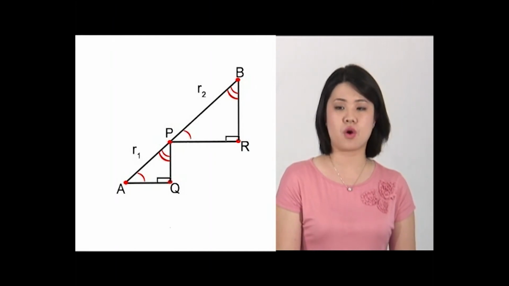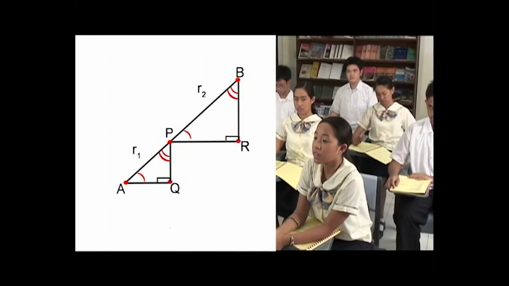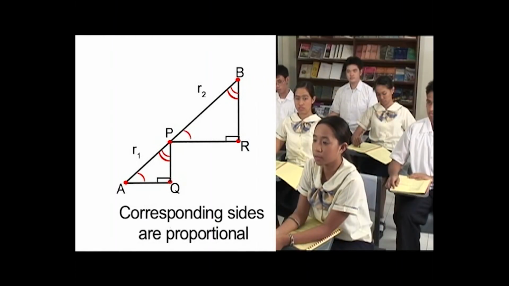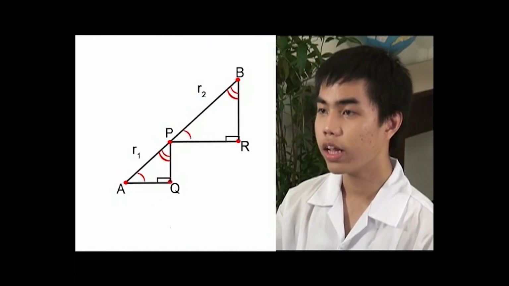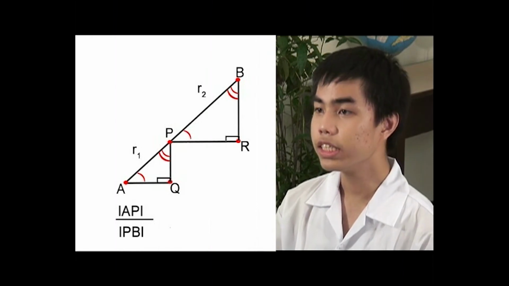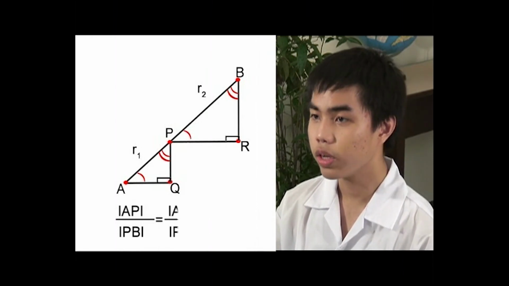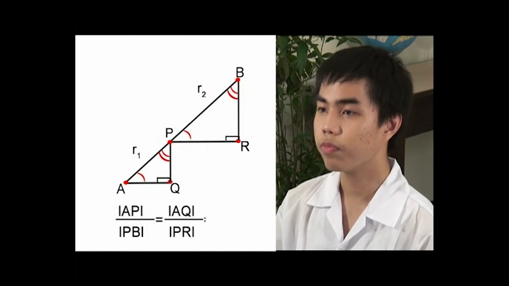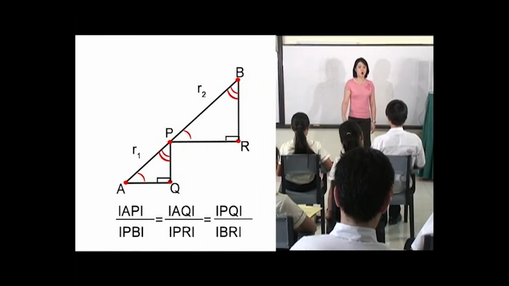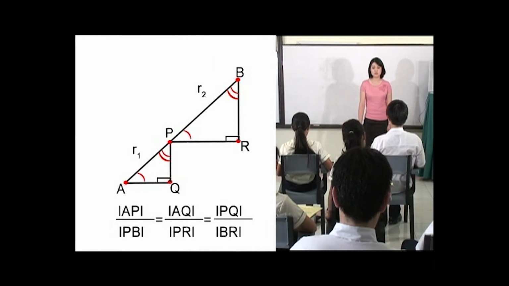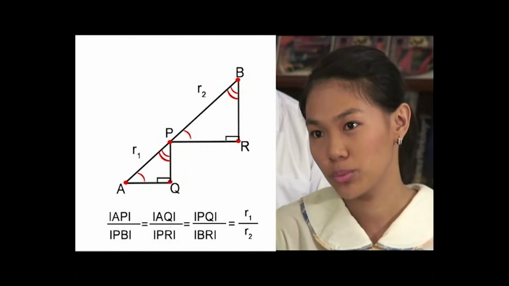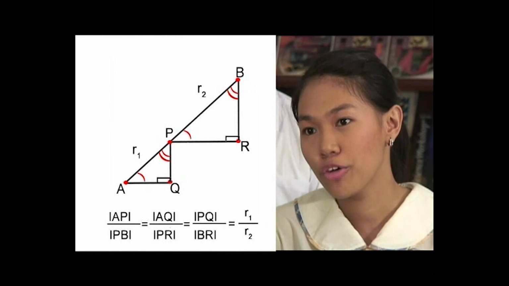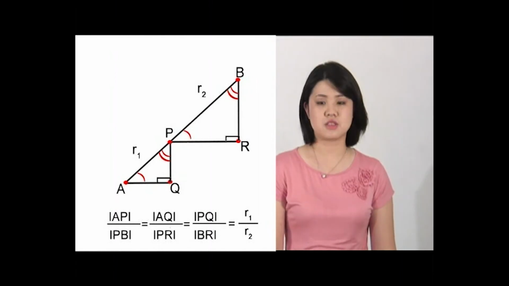What do we know about their corresponding sides? The corresponding sides are proportional. How would you express this proportion? The ratio of AP to PB is equal to the ratio of AQ to PR and to the ratio of PQ to BR. From our figure, can you determine the common value of these three ratios? Since the ratio of AP to PB is R1 is to R2, this must also be the value of the other two ratios. Yes, very good.